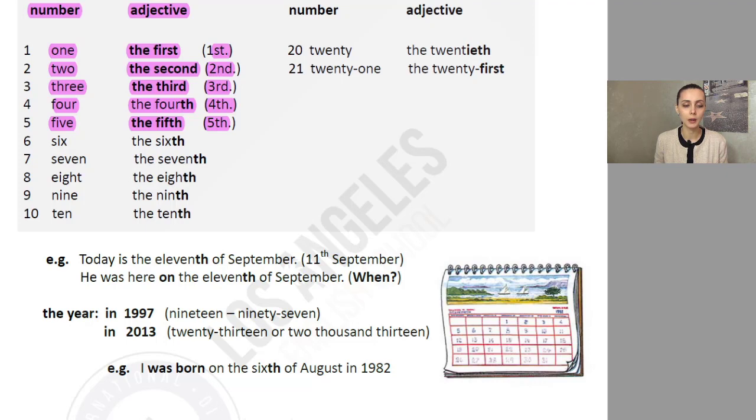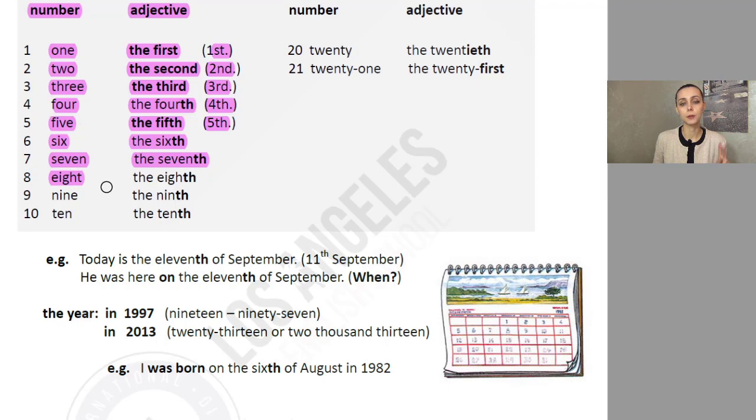So let's move on to saying the number 6. This one is difficult. 6, the sixth. You need to say x and then th together: sixth. 6, the sixth. The next one, 7, the seventh.